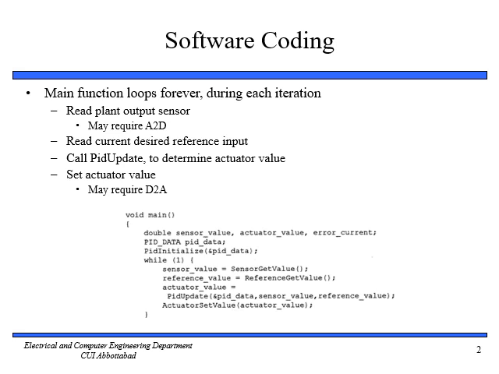It might consist of a main function with the following loops. We create the main function to loop forever. So the main function that you can see in this slide will loop forever. During each iteration, we first read the plant output sensor, read the current desired reference input value, and pass this information to the function PID update. PID update determines the value of the plant actuator, which we then use to set the actuator.